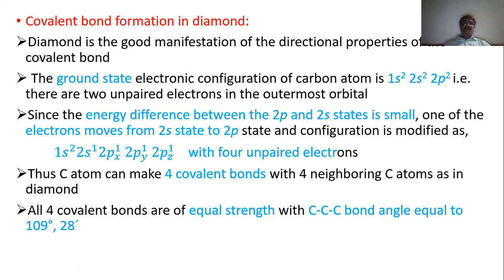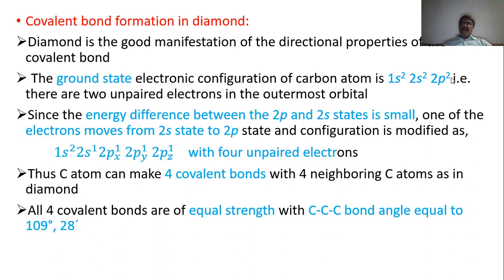Now, in order to explain the directional property of a covalent bond, we take the example of diamond. Because in diamond, we find a good manifestation of the directional properties of the covalent bond. Now, the ground state electronic configuration of carbon, from which the diamond crystal is formed, is 1s2, 2s2, 2p2. So six electrons are there. Two belong to the 1s state, two belong to the 2s state, and the last two belong to the 2p state. And you will find that in the 2p state, there are two unpaired electrons in the outermost orbit.